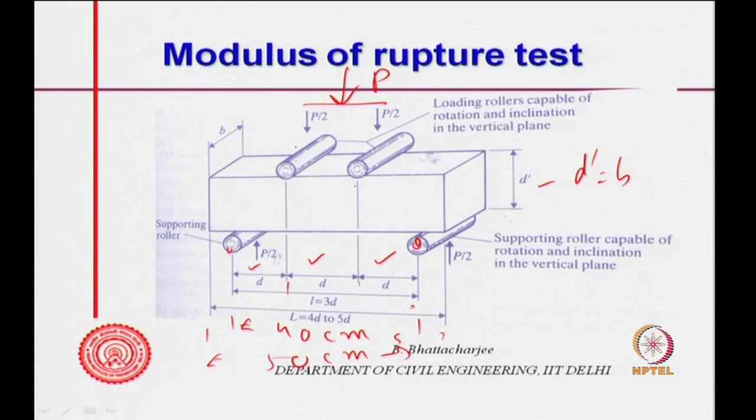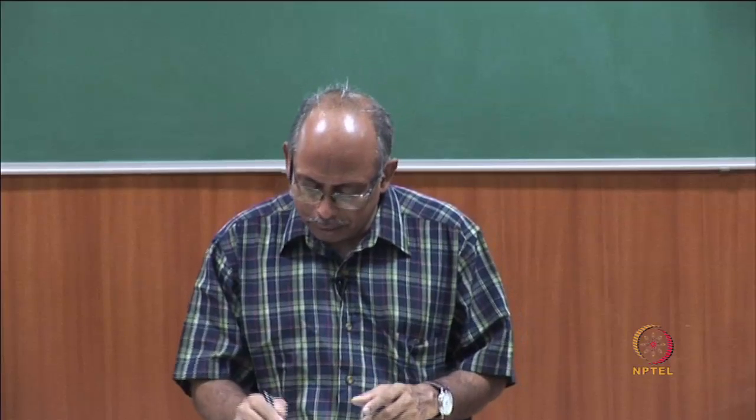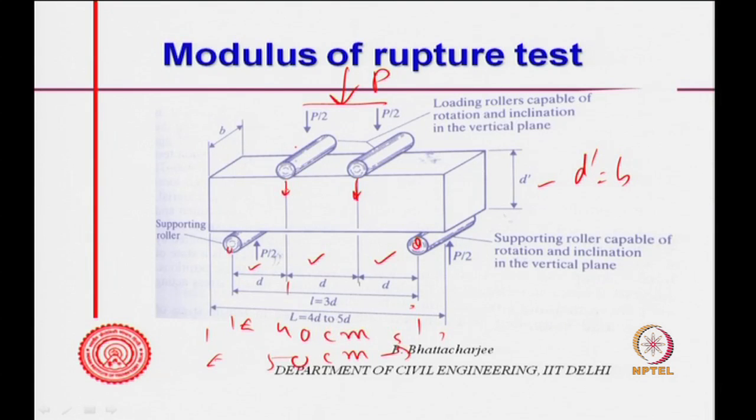That means you are only transmitting downward force, because they are roller point loads; you are only transmitting point loads. So, if in case this bends, this is capable of rotation and getting inclined in the vertical plane. Therefore, this will not apply any other kind of force except for this type of force, and these are the supports. So, supporting rollers capable of rotation and inclination in the vertical plane, same thing. So, it will only give you point load. Actually, you are trying to put a point load, and that is how it is.